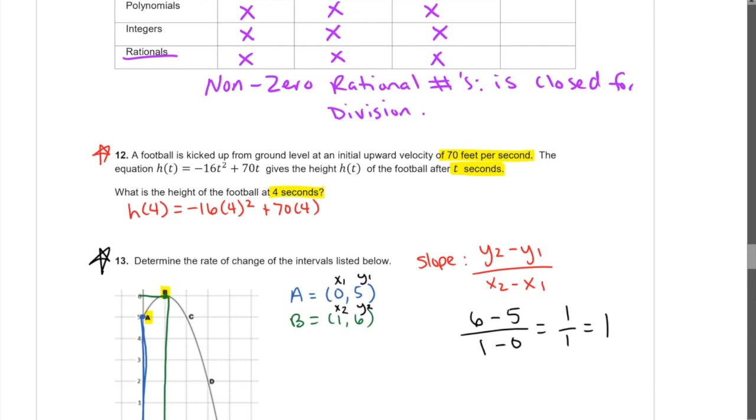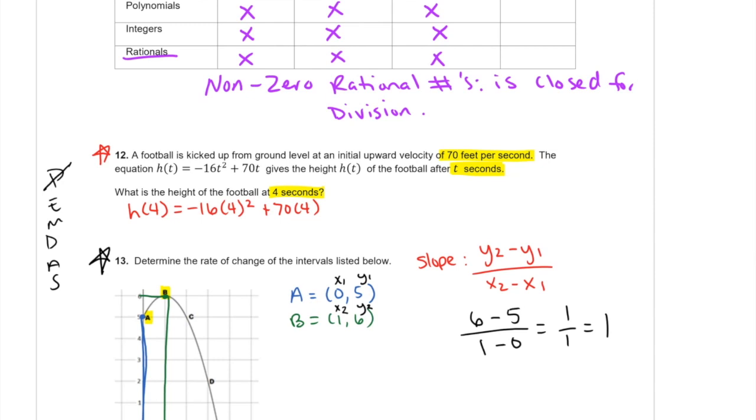So PEMDAS tells us to do parentheses first. There's nothing in parentheses, so I can't do that one first. There is an exponent, and that's 4 times 4. And 4 times 4 gives us the 16.